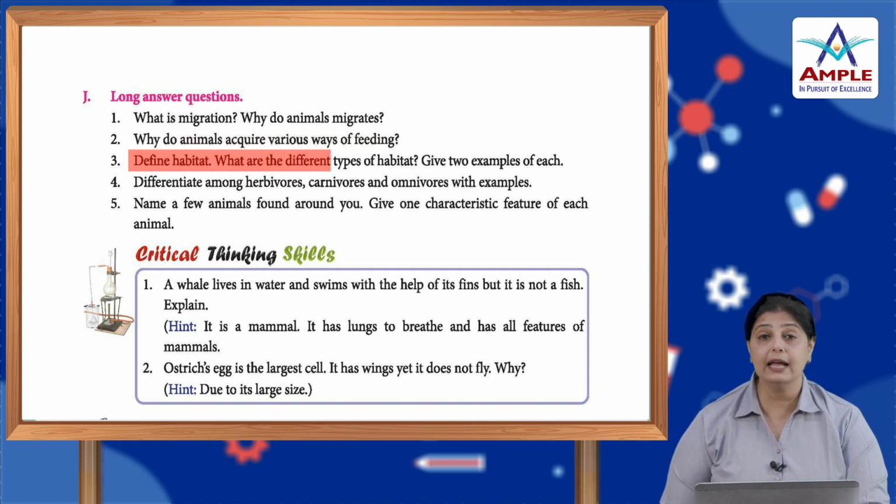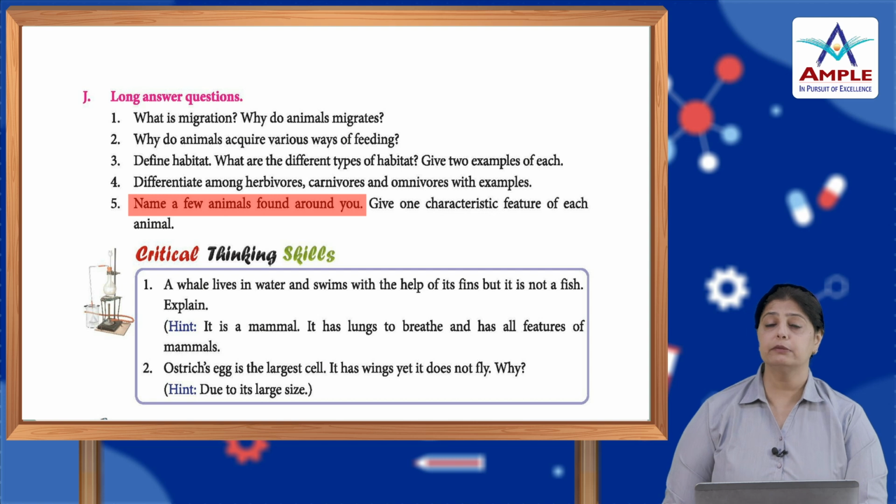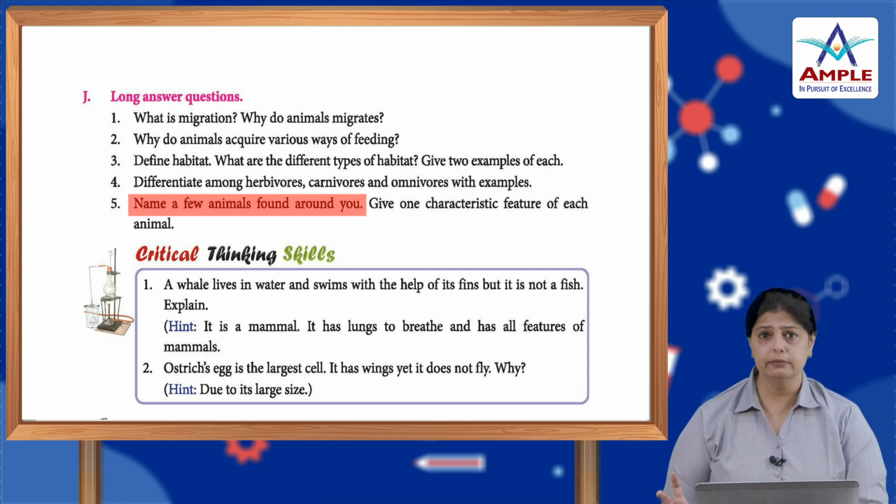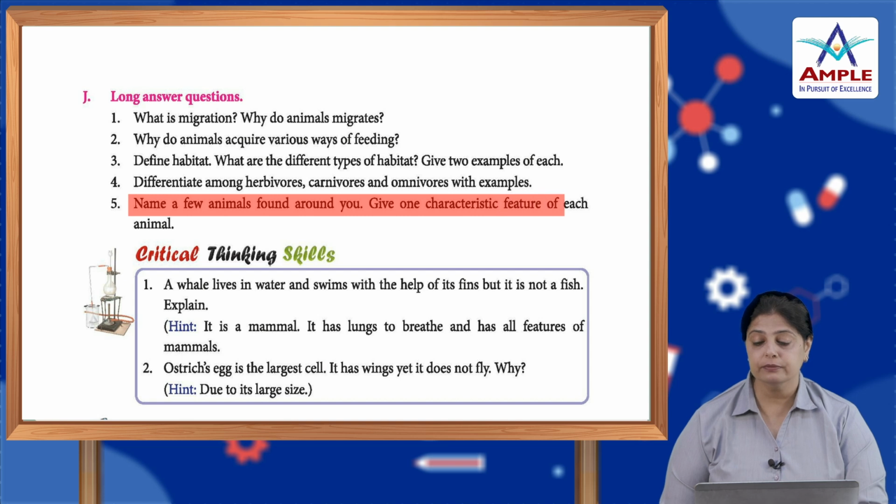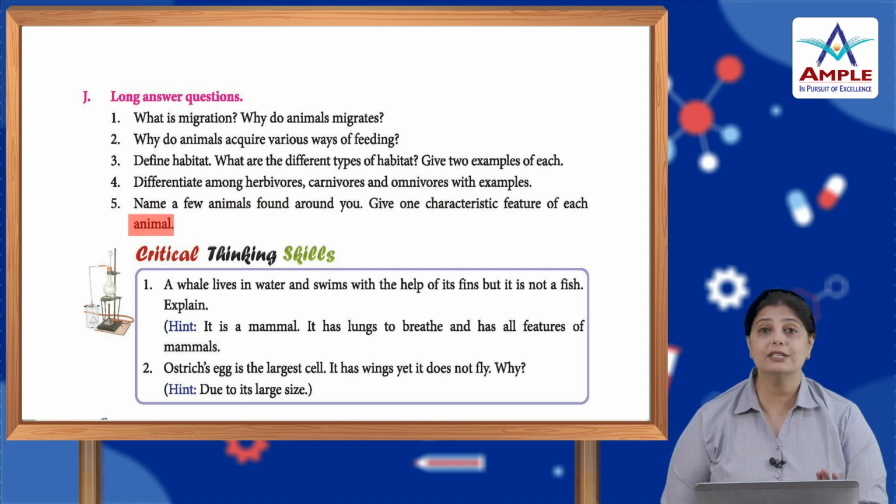Define habitat. What are the different habitats? And give 2 examples of each. Differentiate among herbivores, carnivores and omnivores, with examples. Name a few animals that are found around you, and give one characteristic feature of each animal. So, suppose you see a crow or a dog around you, write about it and give some special characteristic features about that animal.